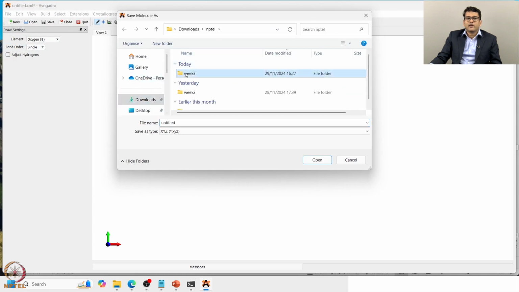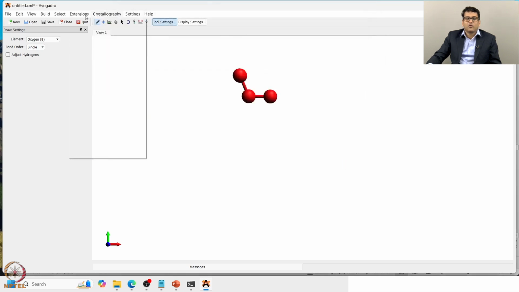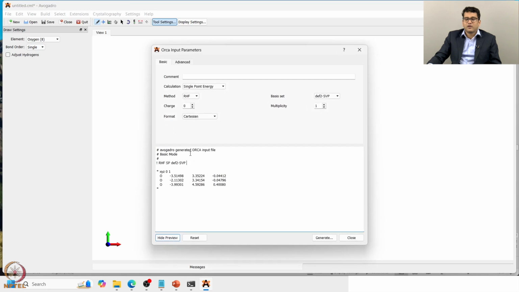So, I go to NPTEL third week and I save it as O3. Okay, I could have directly saved the work output file by going there. Again, I use same basis set cc-pVDZ and in place of RHF I can write MP2.